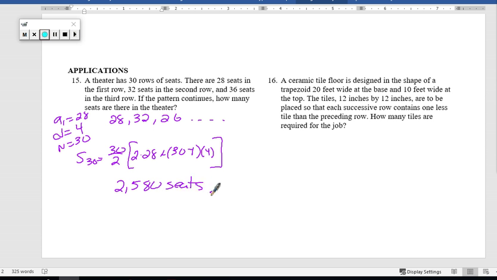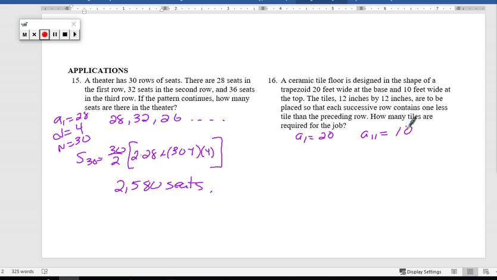seats. And our last problem for this particular set of notes here, we've got a ceramic floor designed in the shape of a trapezoid, 20 feet wide at the base and 10 feet wide at the top. The tiles, 12 by 12 inches, are to be placed so that each successive row contains one less tile than the one before. So from this, we can figure out a couple of things. We know our a sub 1 is starting at 20. We know that our a sub 11 is equal to 10. We need to go that extra one space.